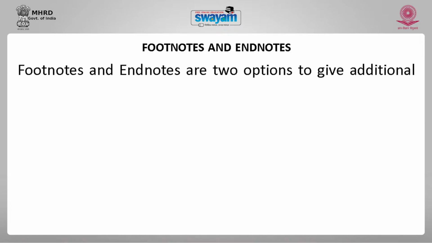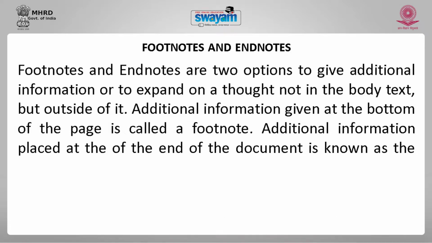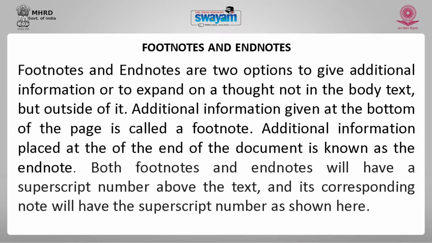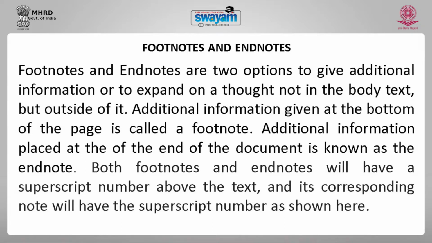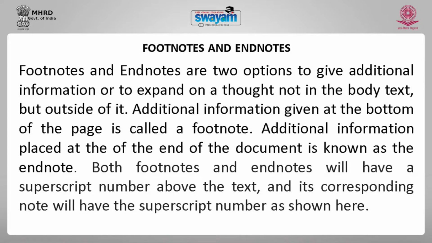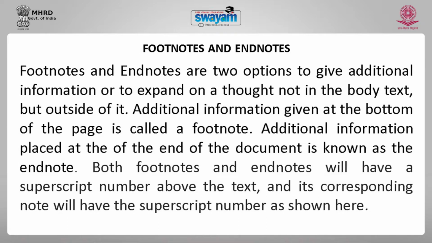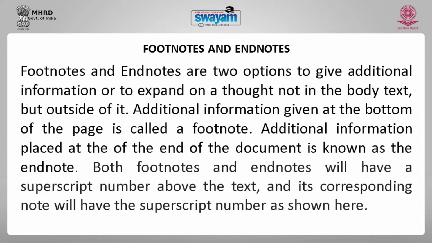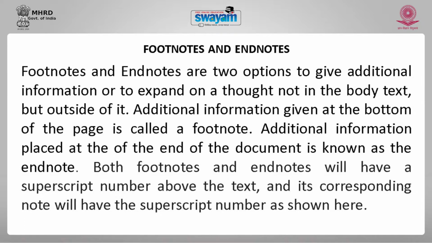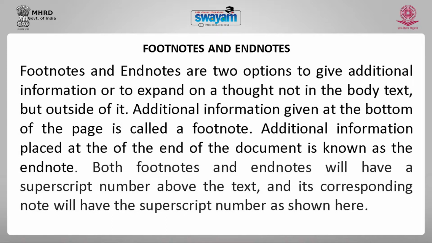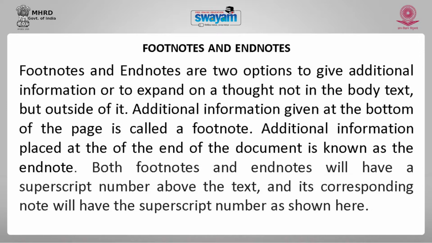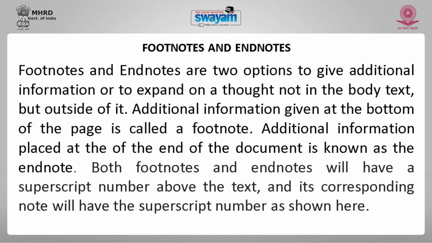Now let's discuss footnotes and endnotes. Footnotes and endnotes are two options to give additional information or to expand on a thought not in the body text, but outside of it. Additional information given at the bottom of the page is called a footnote. Additional information placed at the end of the document is known as an endnote. Both footnotes and endnotes will have a superscript number above the text, and its corresponding note will have the superscript number as shown here.